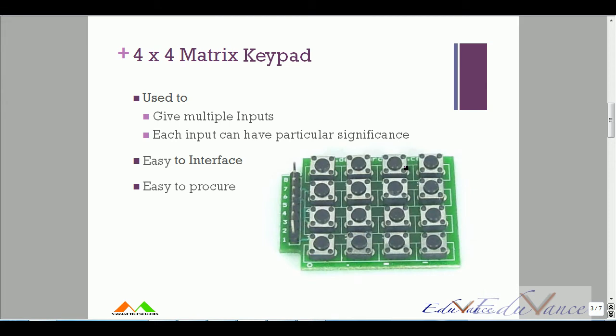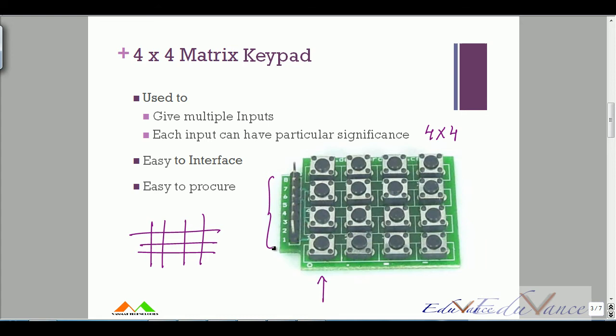A typical 4x4 matrix keypad looks like this. It's called a matrix keypad because it's organized into a matrix structure. A 4x4 matrix keypad has 8 terminals, which we will see. It is used to give multiple inputs, as you see, multiple places where we can press buttons. Each input can have a particular significance. This input is independent from this one. It is quite easy to interface, and it is quite easily available in the market.